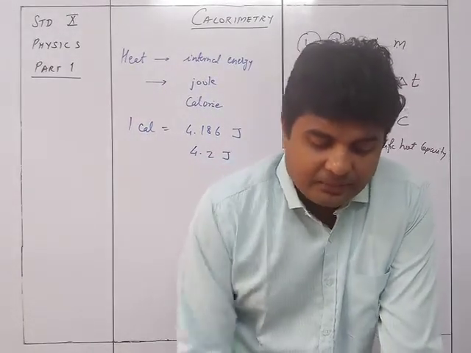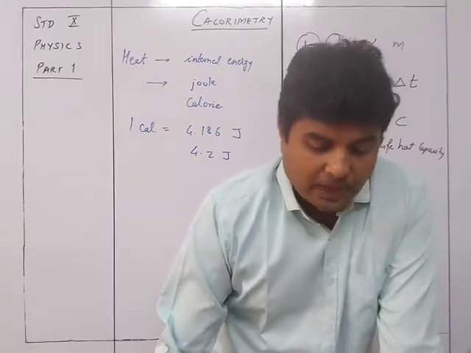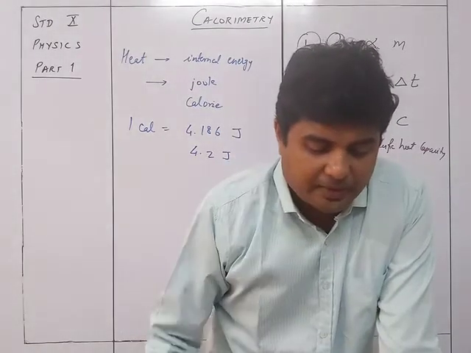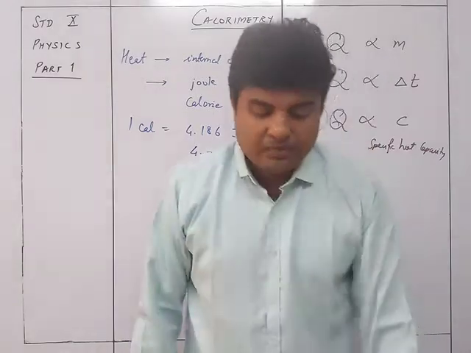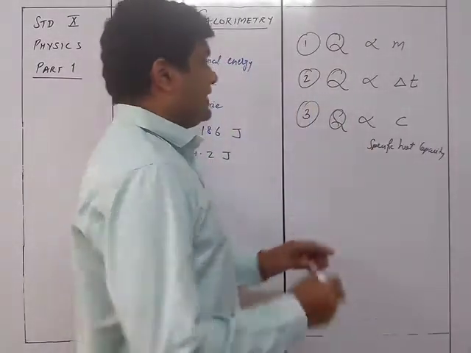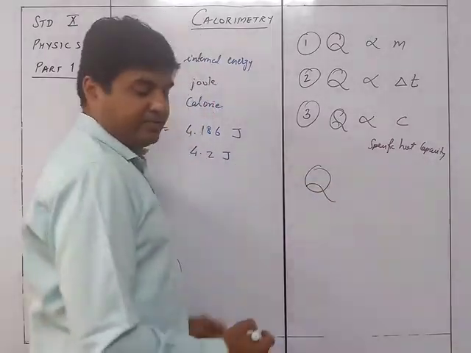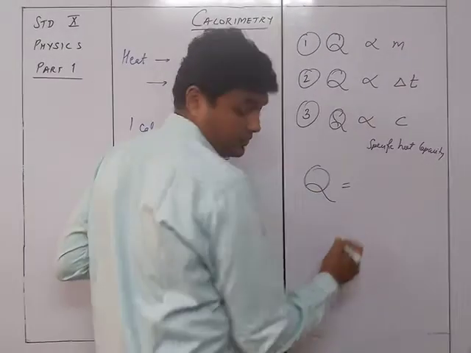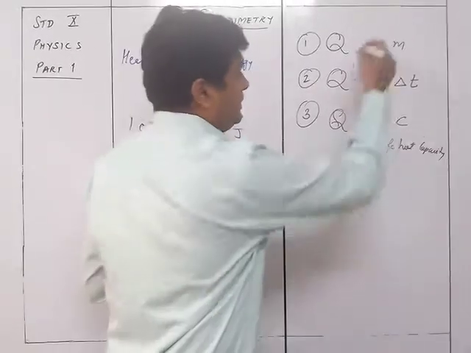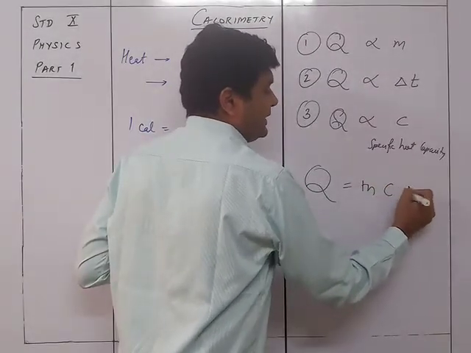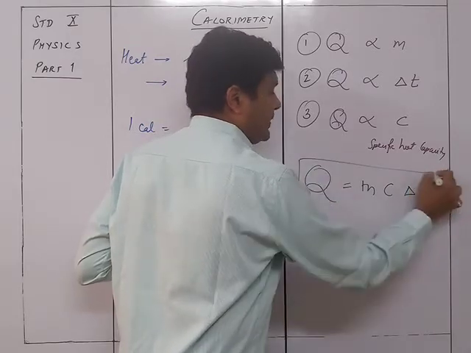So it will be seen that the amount of heat energy absorbed depends on the substance of the object, which is expressed in terms of specific heat capacity. So from these three we can understand that Q is equal to, we'll write it right over here. It is because all of these are directly proportional, so it is mcΔT. So this is the equation over here.